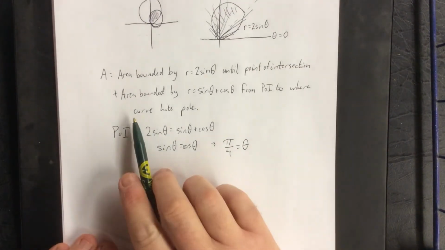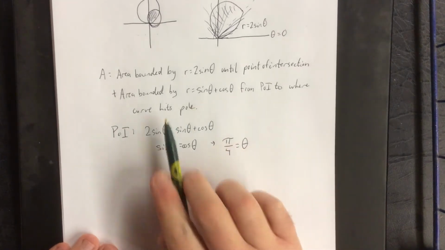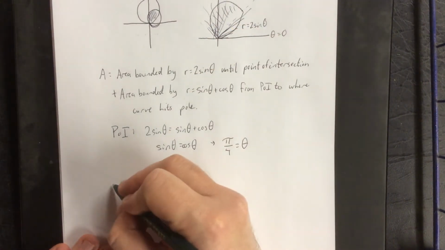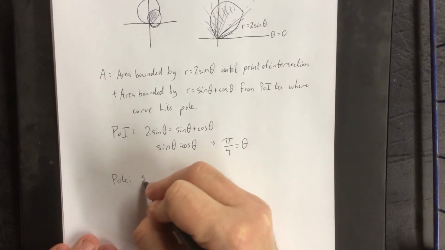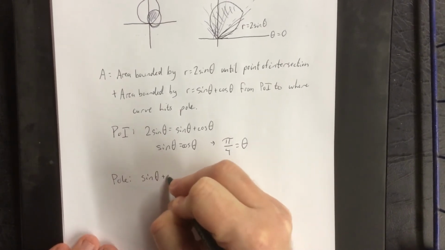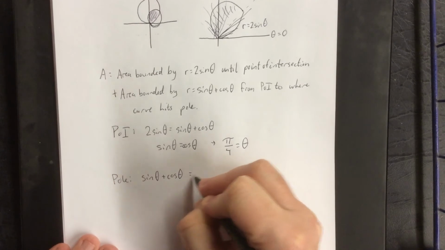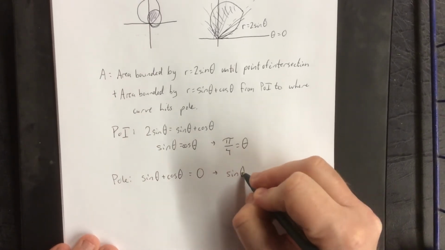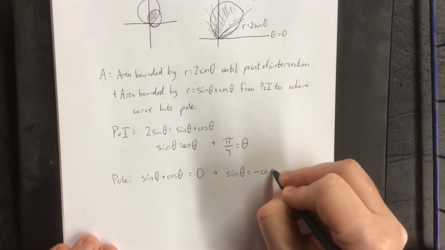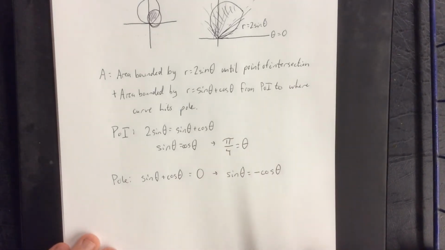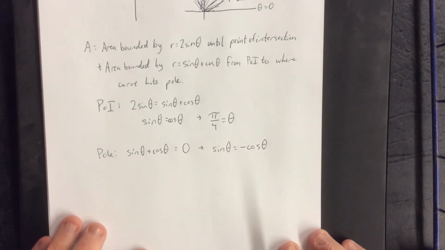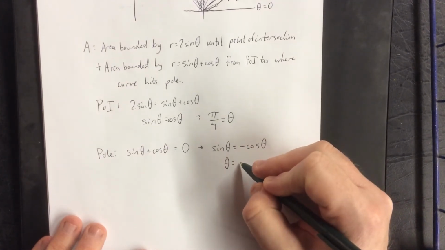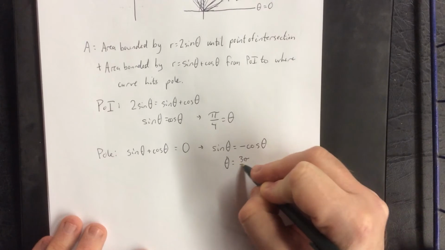Next, we'll need to figure out where the curve sine of theta plus cosine of theta hits the pole and what that angle is in quadrant 2. So sine of theta plus cosine of theta is going to hit the pole when r is equal to 0. This lets me know that the sine of theta is equal to the negative cosine of theta. Now, there are only two angles where that occurs on the unit circle. There's only one of them in quadrant 2, and that is going to be where theta is equal to 3 pi over 4.